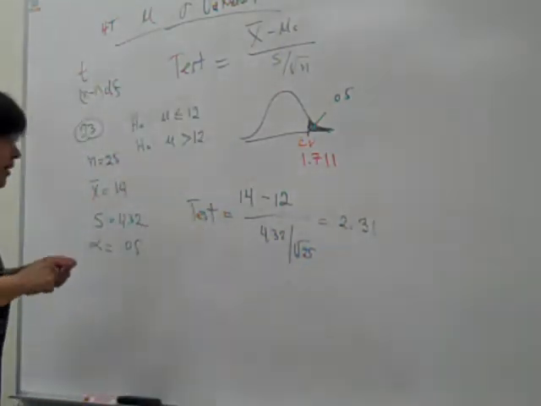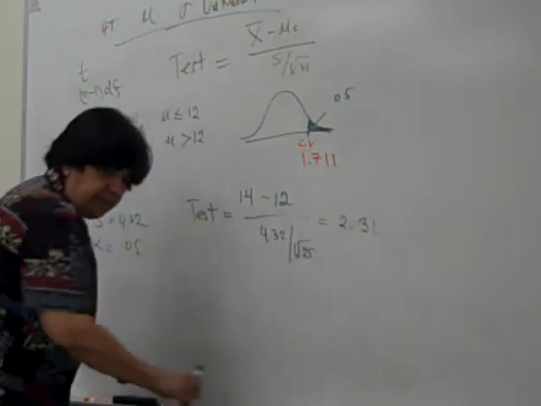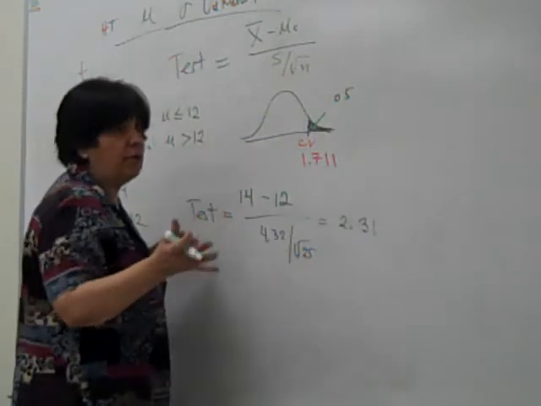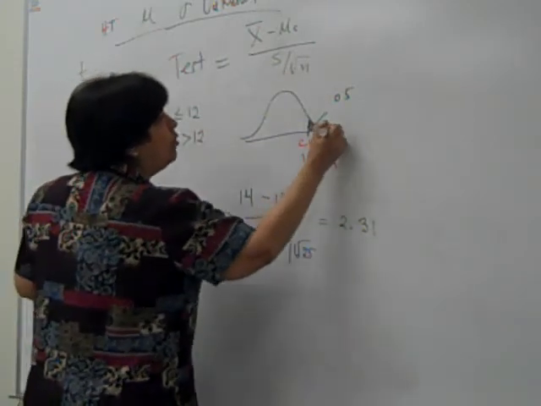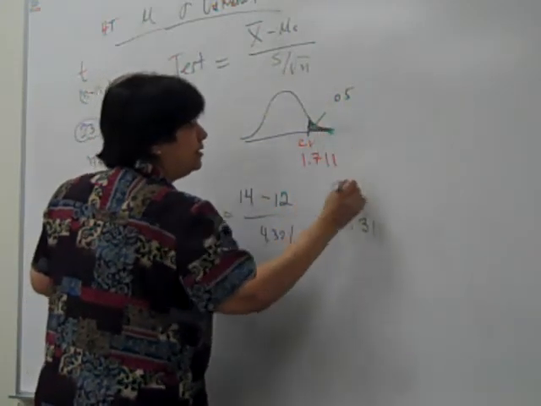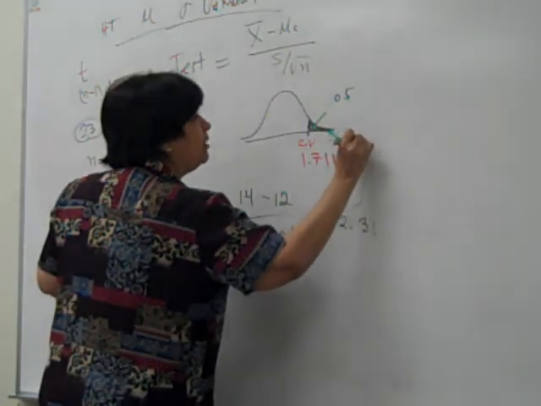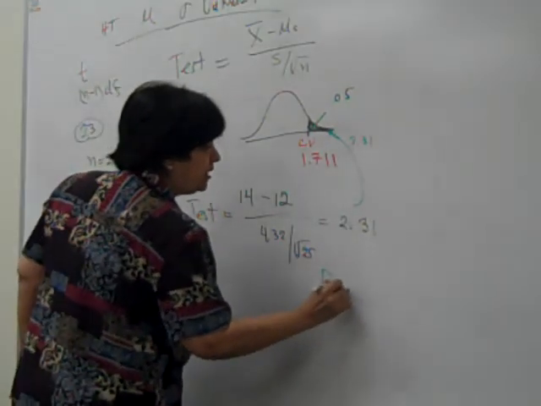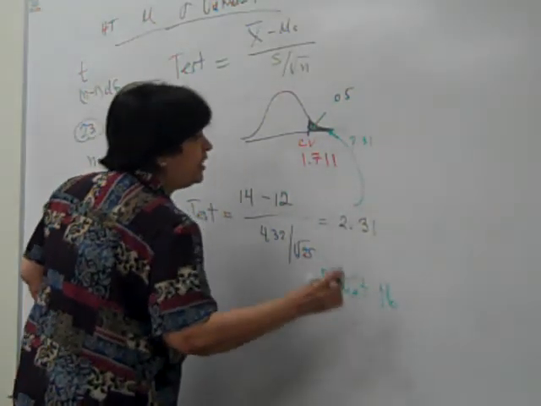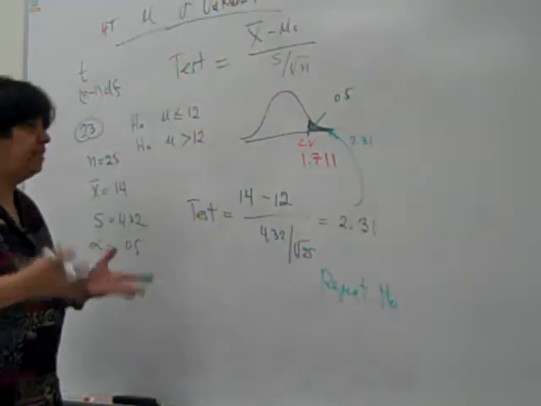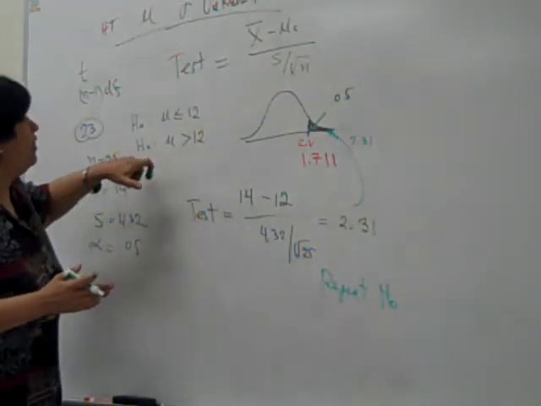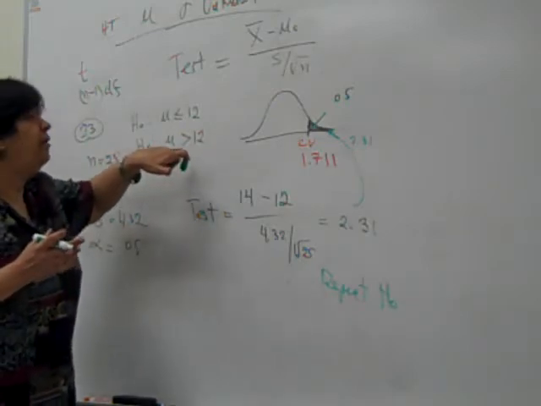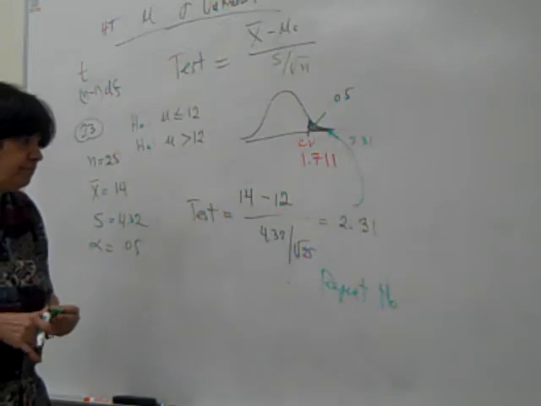Now where is that 2.31 in my rejection, fail to reject zone? The 2.31, of course, is over here, and of course it's in the rejection zone. So my conclusion is to reject the null hypothesis and say that we do have statistical evidence in favor of the alternative hypothesis that the mean is really bigger than 12.